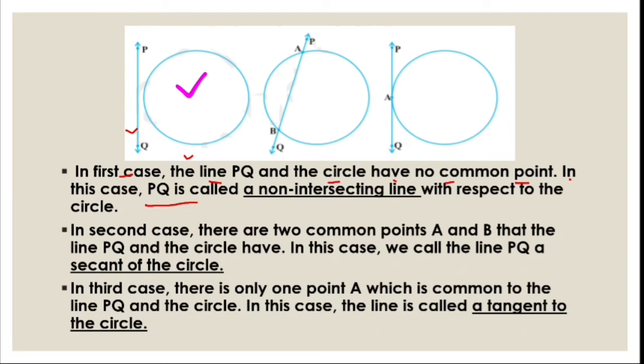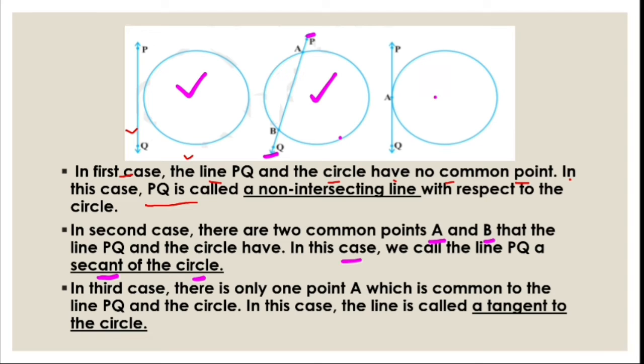Now, if you look at the second diagram, there are two common points A and B that the line PQ and the circle have. In this case, we call the line PQ a secant of the circle. For this second diagram, PQ intersects the circle in two common points A and B. In this case, PQ is called a secant of the circle.